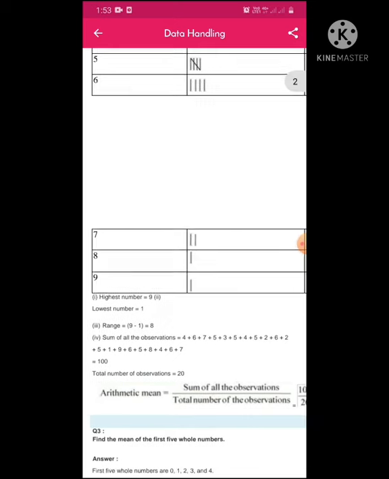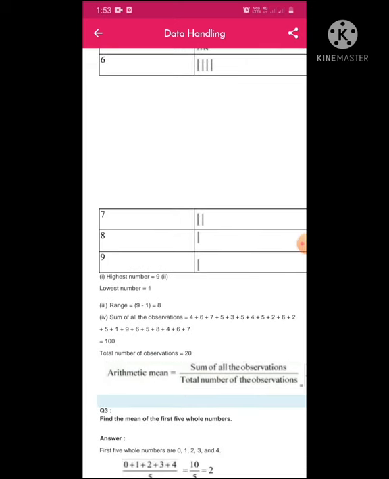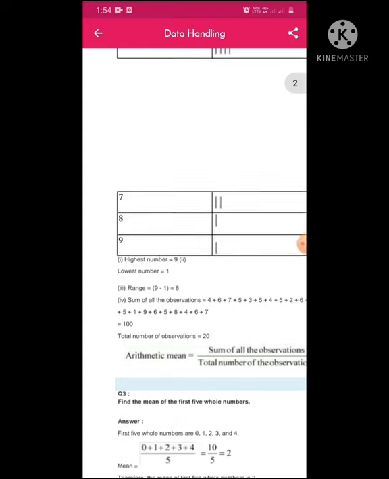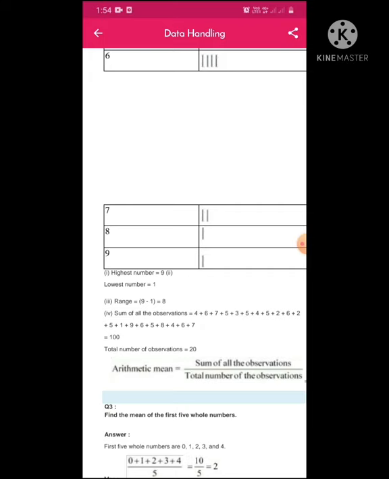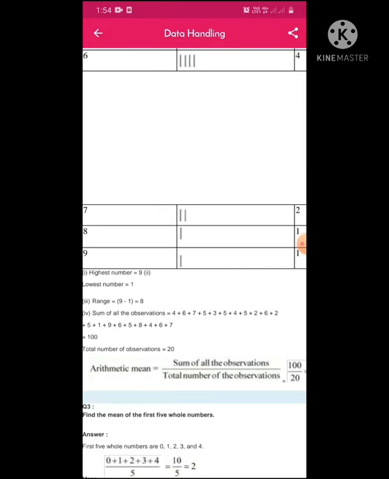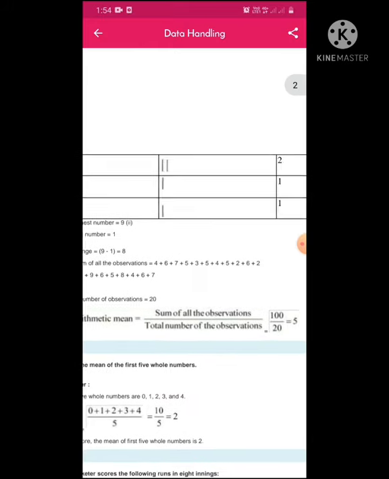Then we have to find the sum of all the observations. It means we have to add all the numbers and divide by the total number of observations. Total number of observations means we have to count the numbers like 4 6 7, 1 2 3 4, like this you have to count how many numbers are there. By adding 4 6 7 5 3 and all, we got the sum is 100. The total number of observations is 20, which means there are 20 numbers, and in addition they are 100. So we are going to find the arithmetic mean.